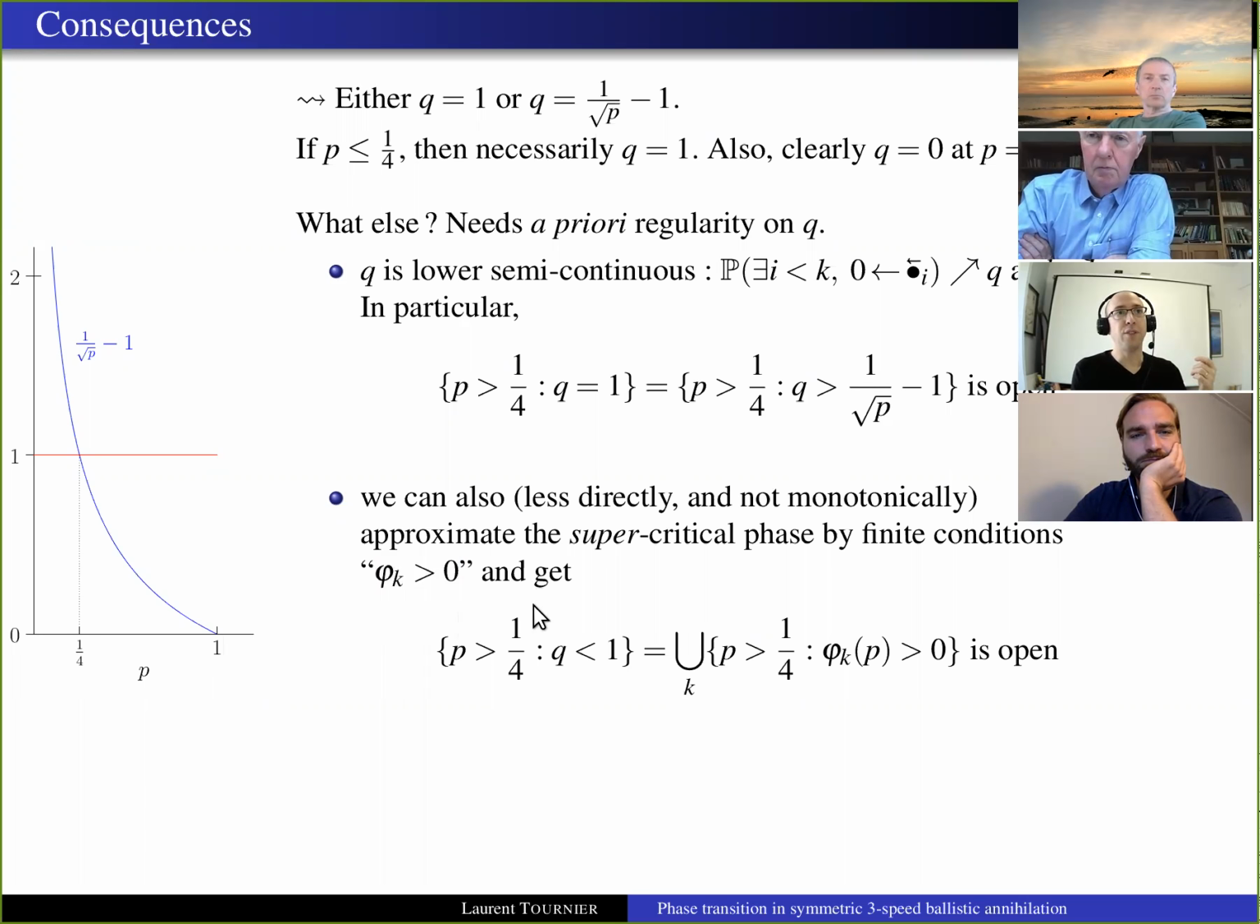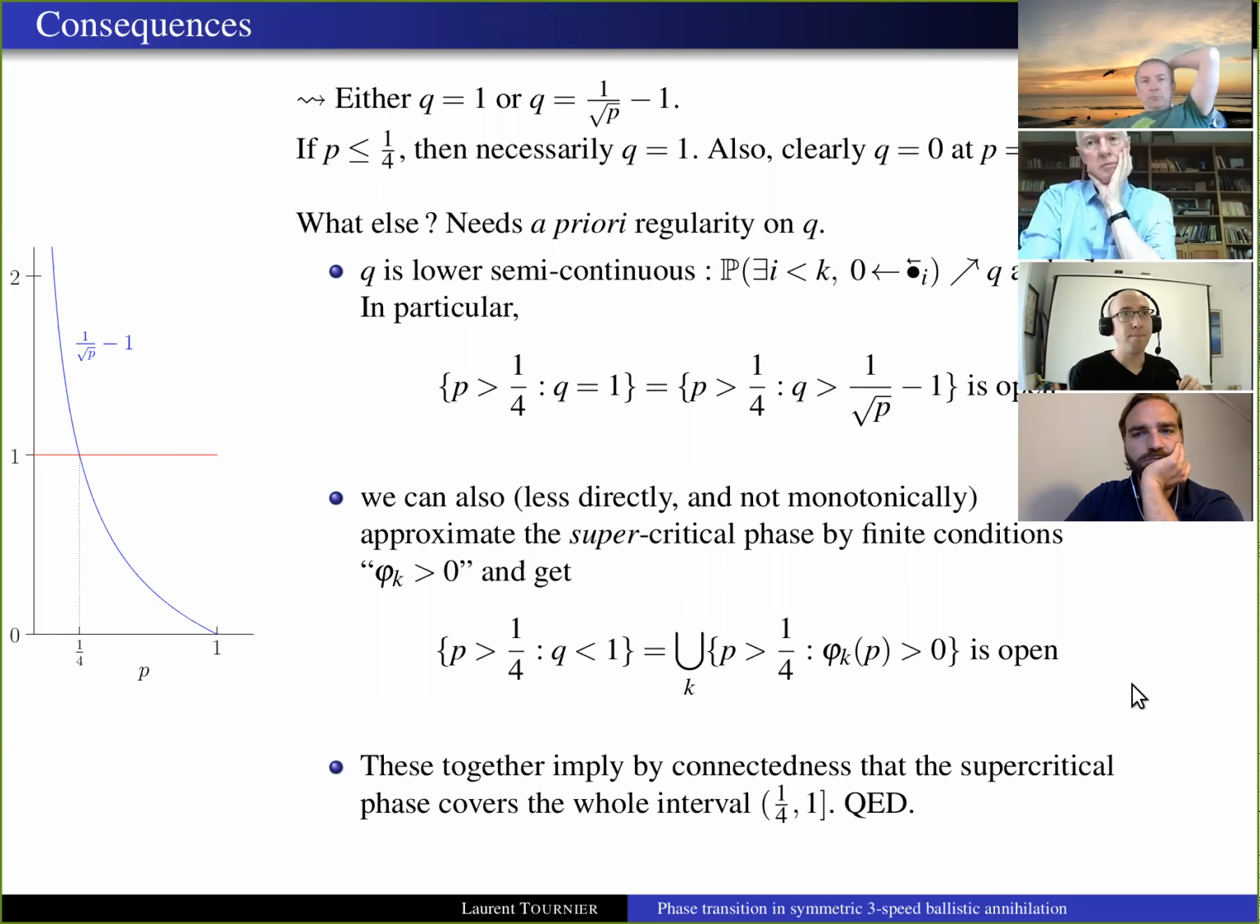So in the end, to say that Q is less than 1, it's enough to say that there is some model for which some quantity phi p is positive, and then you get that this set is also open. So I will not discuss this in detail. I can talk a bit more about this in the end. So all in all, you can indeed justify that the set of p strictly larger than 1/4, where q is equal to 1, is both open and closed.